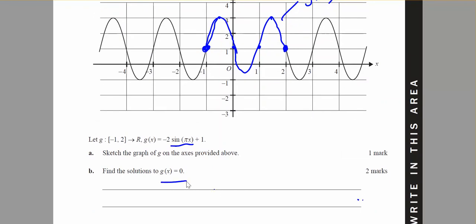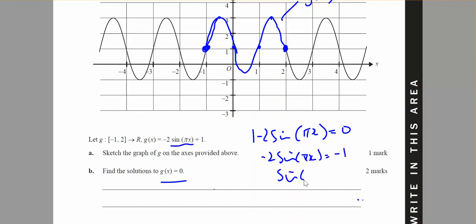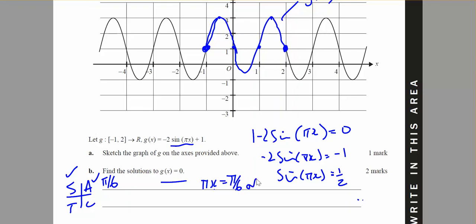Find the solution, so find the x-intercepts. So I'm going to have 1 minus 2 sine of pi x equaling 0. So negative 2 sine of pi x equaling negative 1. So the sine of pi x equals a half. Sine is positive in the first and the second quadrants, and in the first it's pi on 6. Therefore pi x equals pi on 6 or 5 pi on 6, which means x equals 1/6 or 5/6.